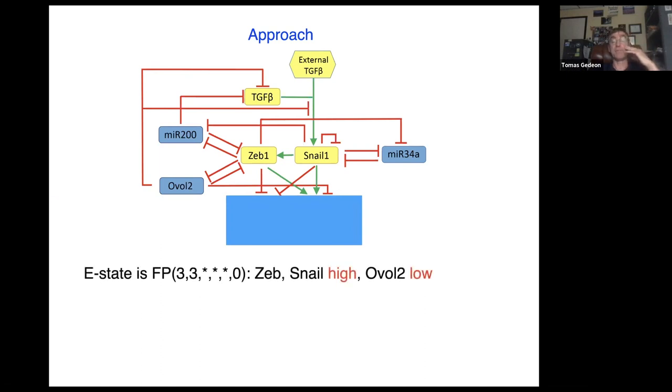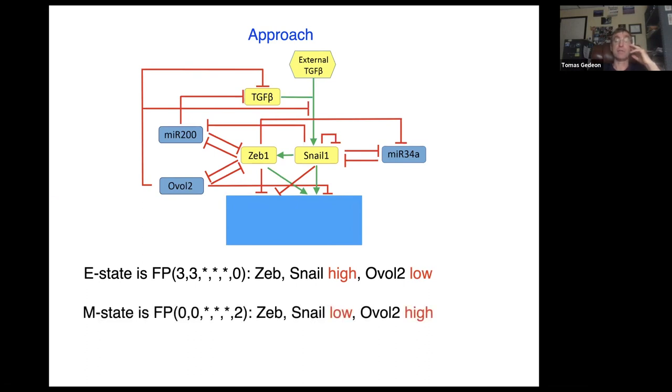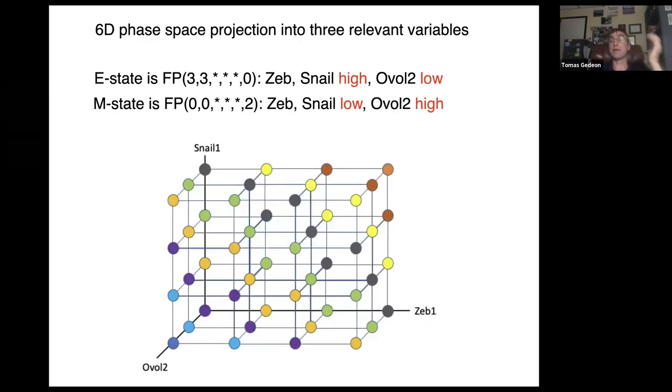But think about the epithelial state as the one where ZEB1 and SNAIL1 are very, very high, i.e. that's upregulating the right hidden part. And OVOL is very, very low, and vice versa. The mesenchymal state is represented by the opposite, where ZEB and SNAIL are very low and OVOL is high, okay? So this is a six-dimensional phase space, but again, my phase space is discretized using these thresholds. And here the epithelial state is going to be, in this three-dimensional projection, very, very low, and the M state is going to be very, very high. Okay, so this is the description of the three-space projection of a six-dimensional space.